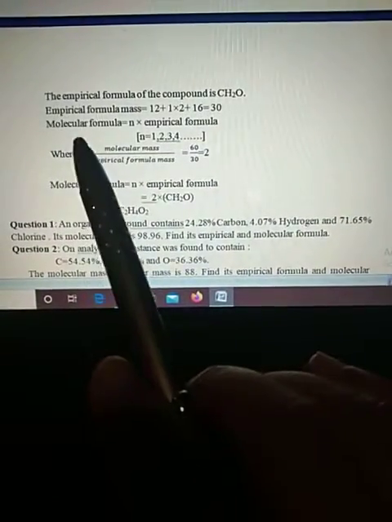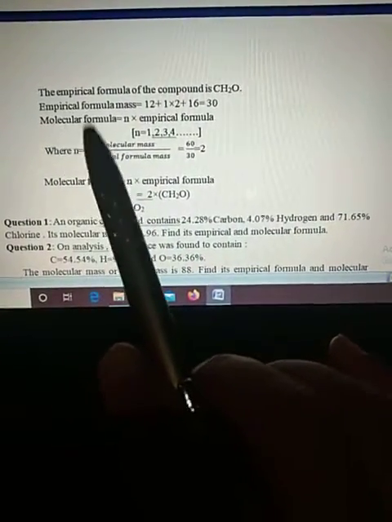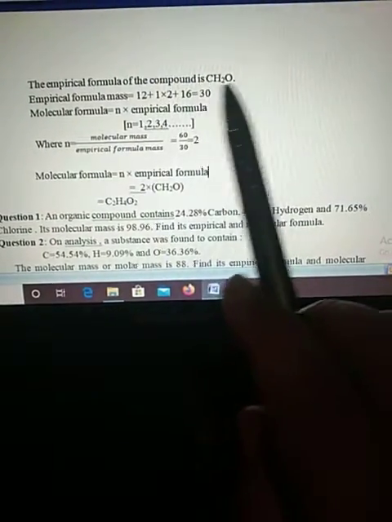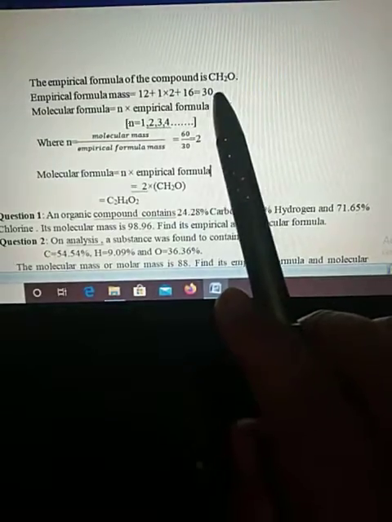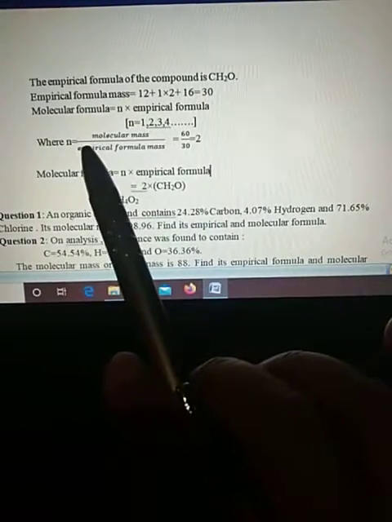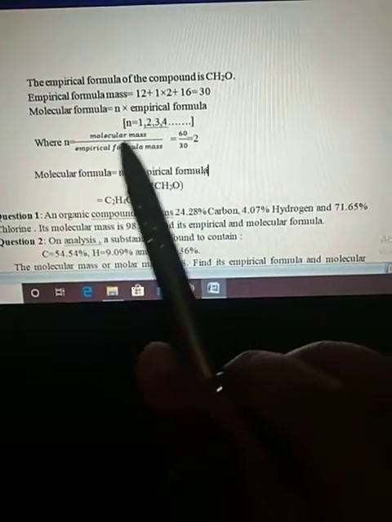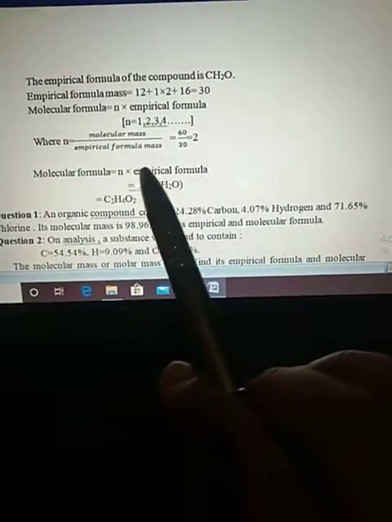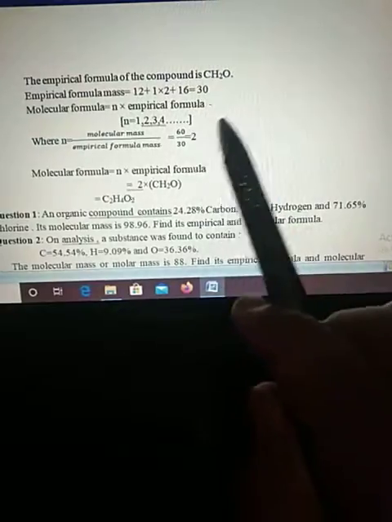So for this now we need to calculate the molecular formula. For that we have the formula molecular formula equals n into empirical formula. So first we'll find the empirical formula mass, which will come as 30. Now we'll find the value of n, molecular mass by empirical formula mass. Molecular mass is given in the question, it is 60, and empirical formula mass we just found out is 30, so it will come as 2.